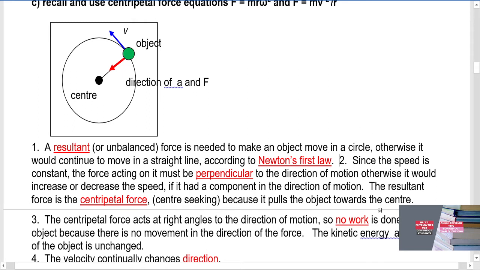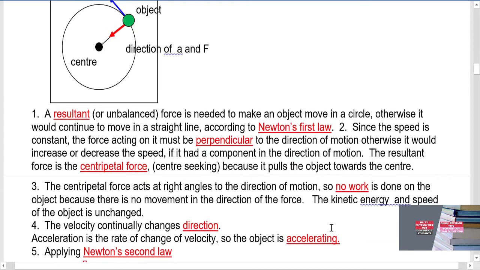The resultant force is the centripetal force, which is center-seeking because it pulls the object towards the center. The centripetal force acts at right angles to the direction of motion. So there is no work done on the object because there is no movement in the direction of the force. Now, since kinetic energy and speed are scalar quantities, they remain unchanged. So what is changing is the velocity. I talked about this in my part 1 video. If you can watch that before watching this one, you understand the concept of linear velocity and the concept of angular velocity.